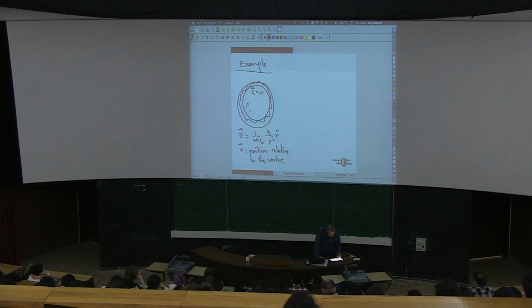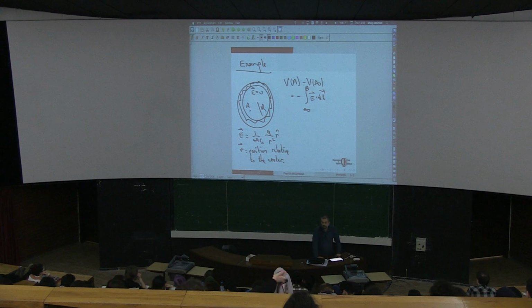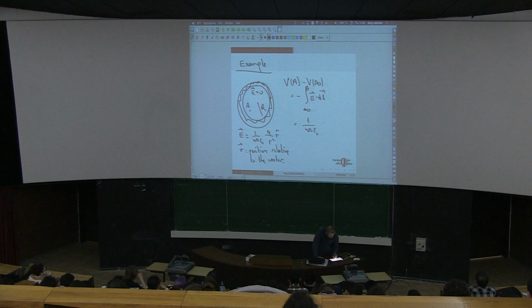Now, let's just take this point A. The difference between the potentials at the point A and the potential at infinity is nothing but minus the integral from infinity to A of E dot dl. And let's say the radius is r. Now, if you evaluate this integral, it will just turn out to be 1 over 4 pi epsilon 0 q over r.